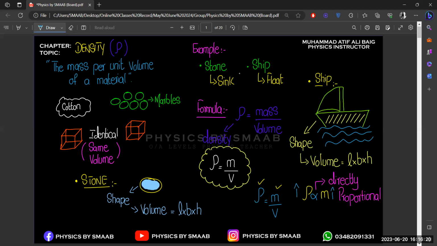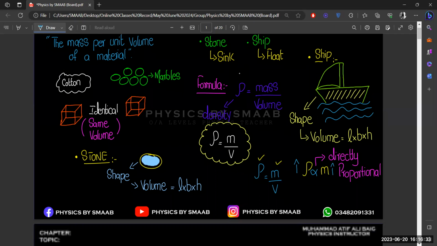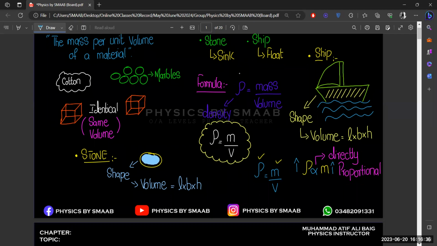If we compare density only with the mass, we are not talking about volume right now. Okay? Any confusion? No, sir. Okay. Now, if we consider the second term, what is the second term?